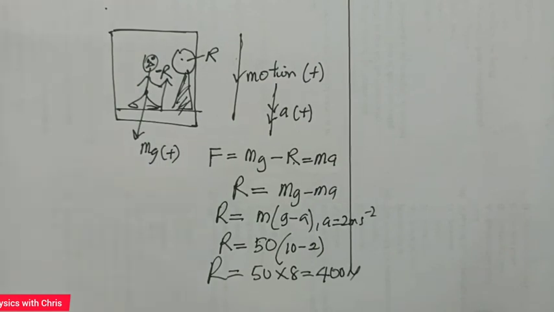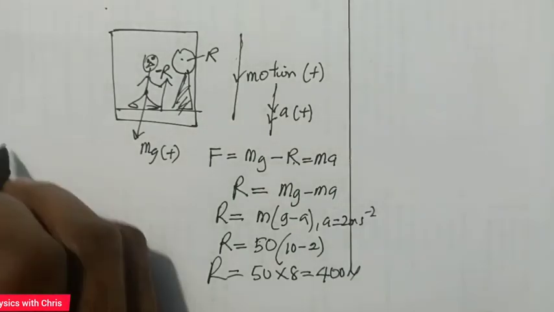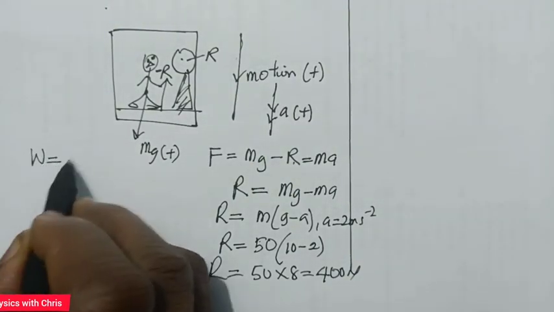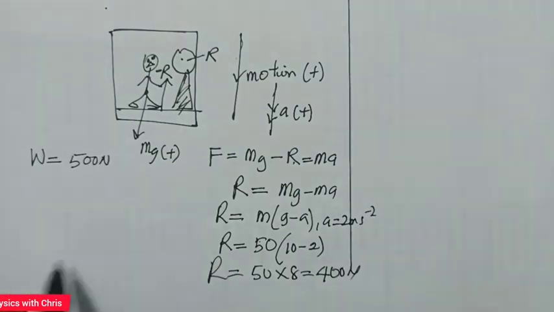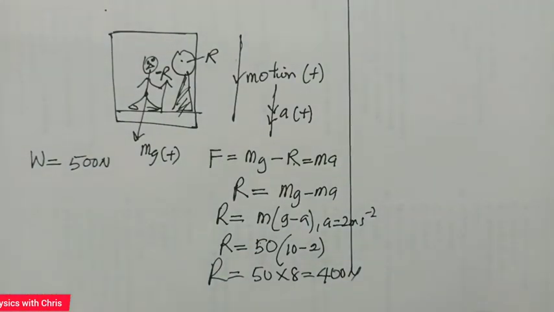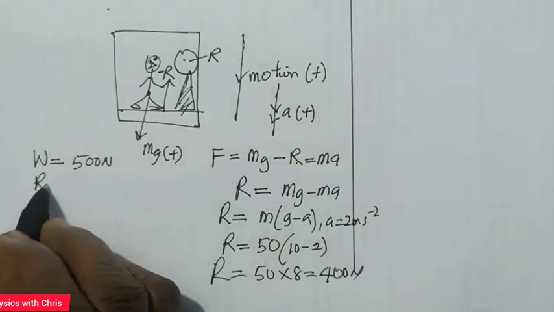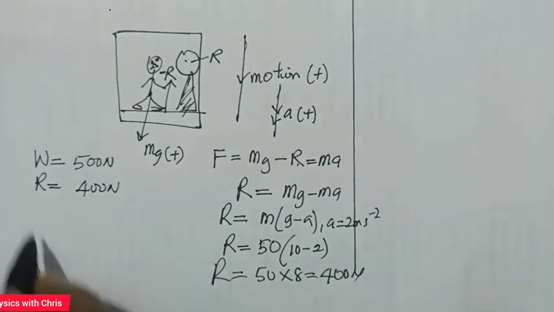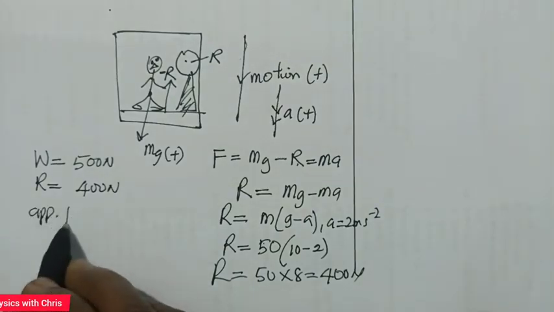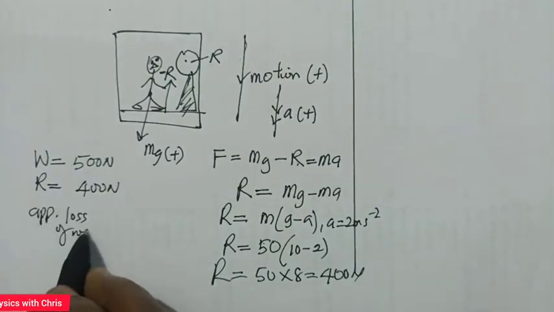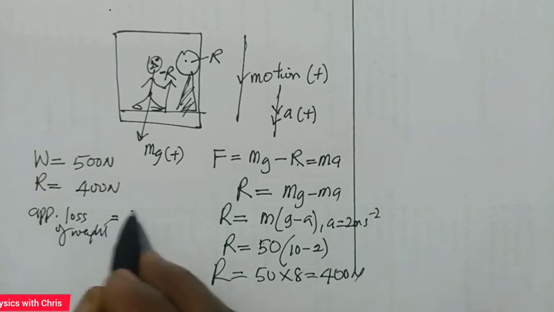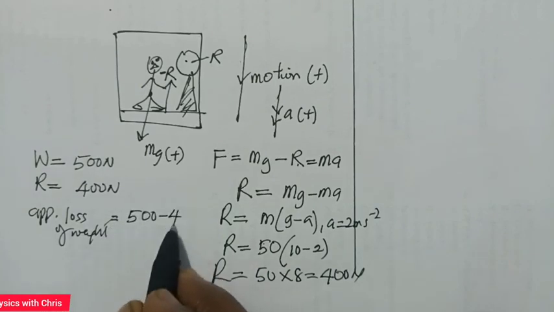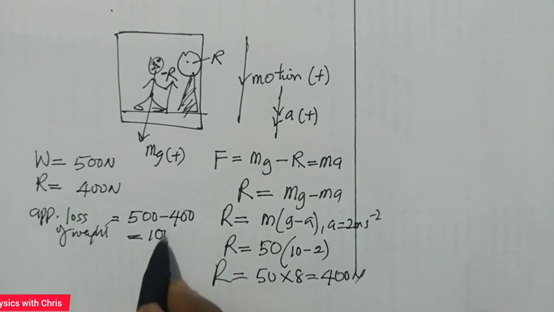The actual weight of this boy is 500 Newton. But by virtue of the motion of this lift, the reading on the instrument is 400, which means there's a loss of weight. So the apparent loss of weight, we can get as the difference between 500 and 400. That gives you 100 Newton.